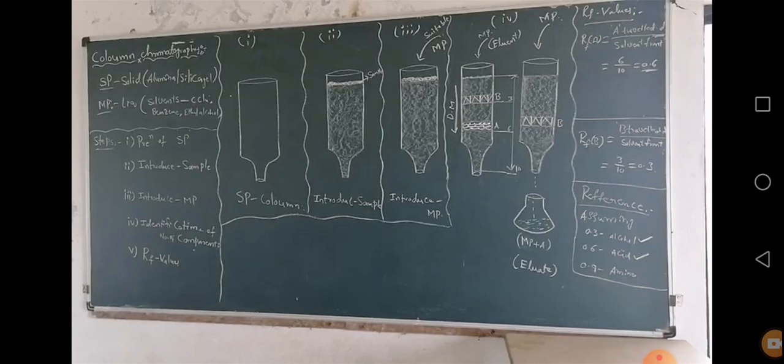This is about column chromatography, and all chromatography techniques have the same process. The diagrams and equipment are different, but they involve the same type of steps. That is, preparation of stationary phase, introducing the sample, introducing mobile phase, identification of the number of components, and the final one is the RF values. Okay, thank you.